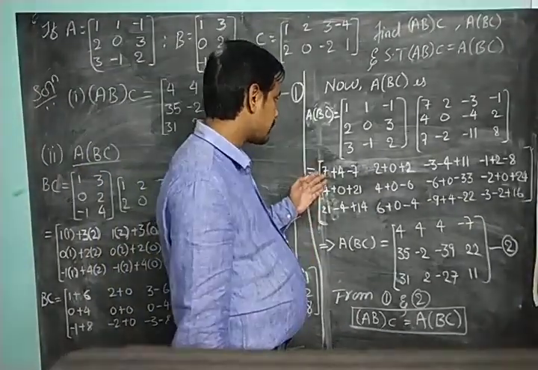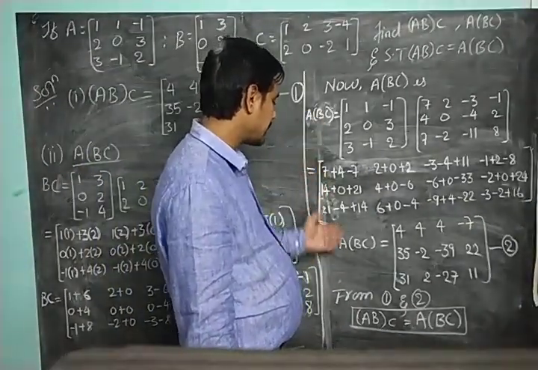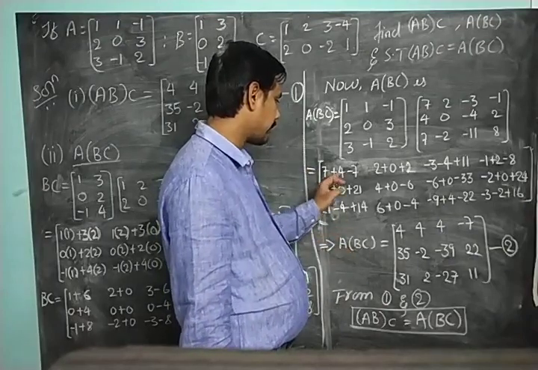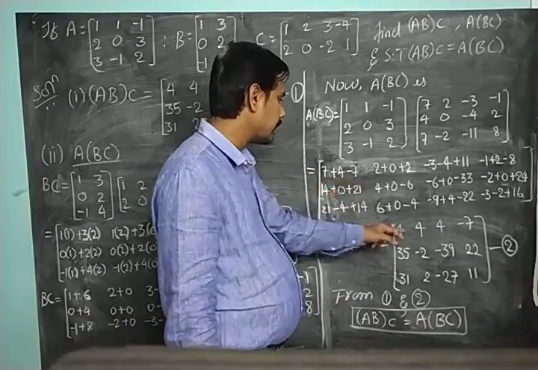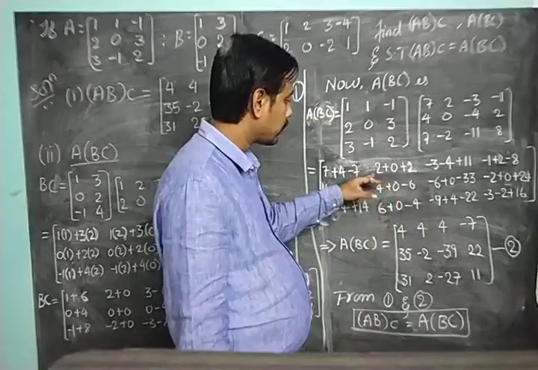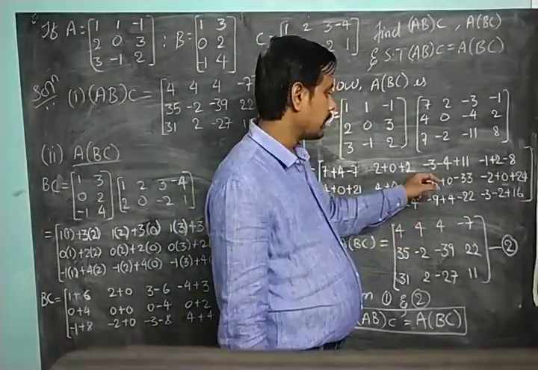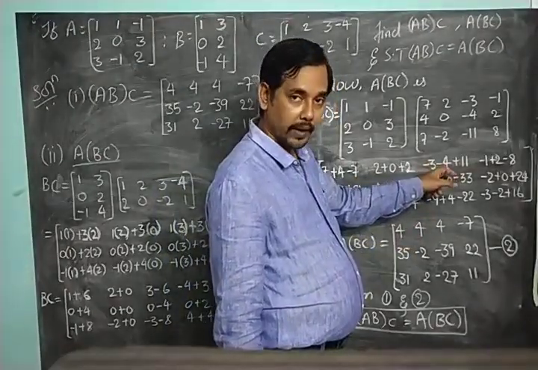Now what is the value of this? This is A into BC. A into BC is what? 7 minus 7 cancels. What remains here? 4. And here 2 plus 2 is 4. Then minus 3 minus 4 is minus 7.